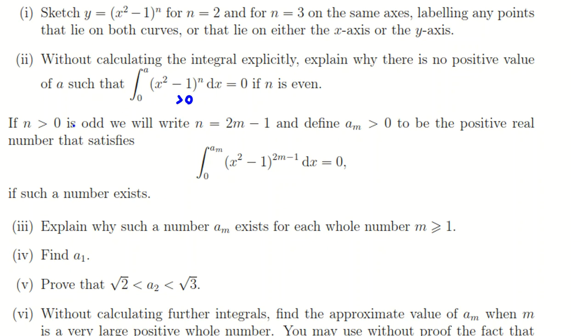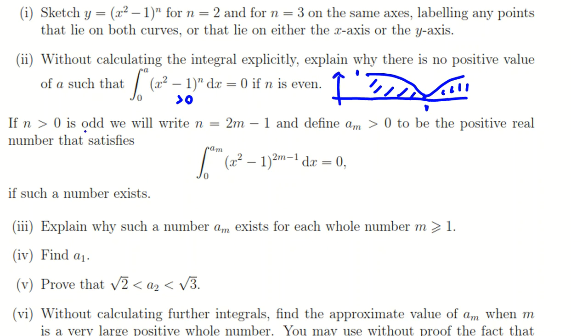Because look, it starts the diagram. When x is 0, it will be 1, and it is always positive. At 1, it will be 0. So it will be something like this. And again, after 1, it will be positive. Okay, so the integral calculates the area. It is always on top of the x-axis, so it will be positive.